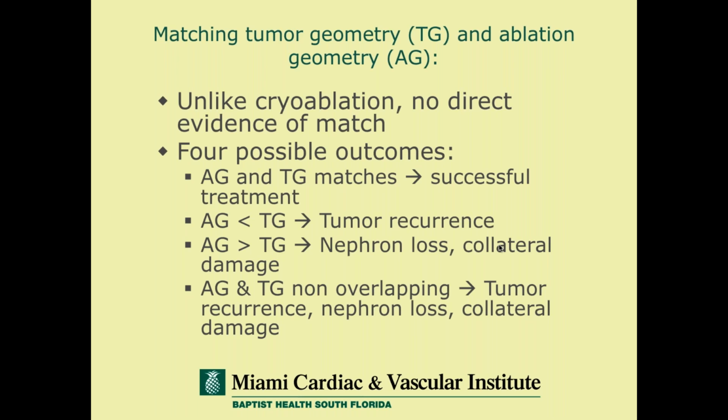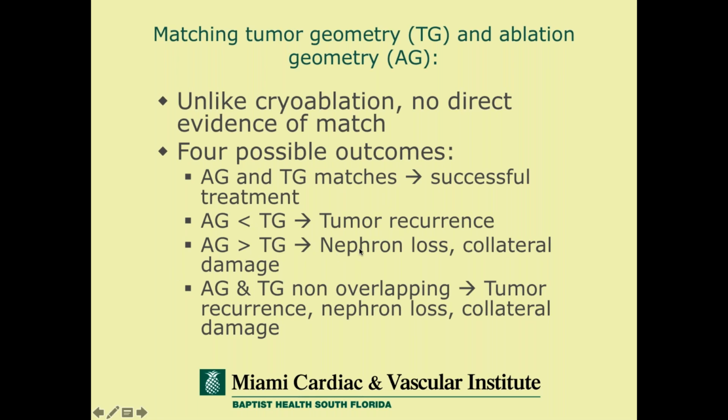So when you perform ablations, I think it's important to understand that sometimes what you think you're seeing and your ablation and your tumor geometry match, and you're going to get a successful treatment. But sometimes that tumor geometry is bigger. You're going to have recurrence. You're going to miss part of it, which requires you to go back and treat it again. Or sometimes the amount you treat is much more than what you wanted.